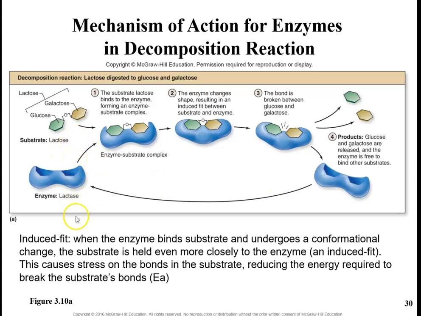So what I want you to know about the induced fit model: when the enzyme binds substrate and undergoes a conformational change, remember that's a change in the enzyme shape, the substrate is held even more closely to the enzyme. This is an induced fit. This causes stress on the bonds in the substrate, reducing the energy required to break the substrate's bonds, or in other words, reducing the activation energy.